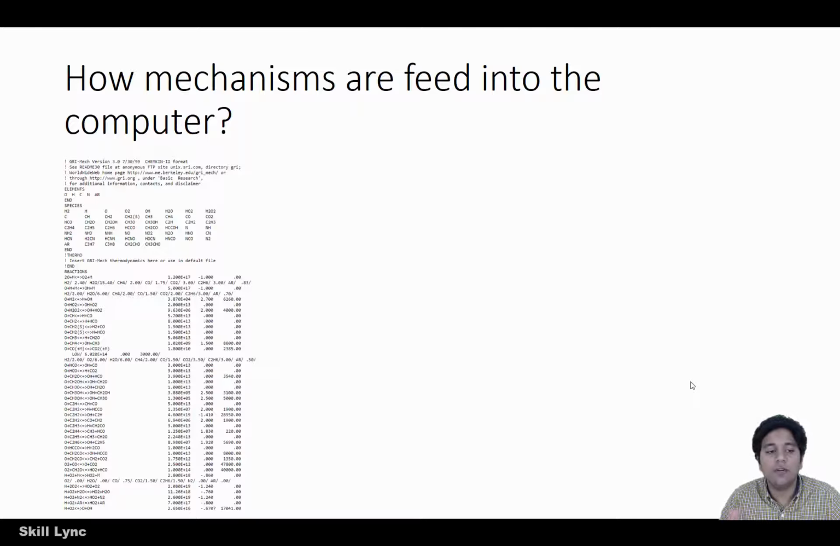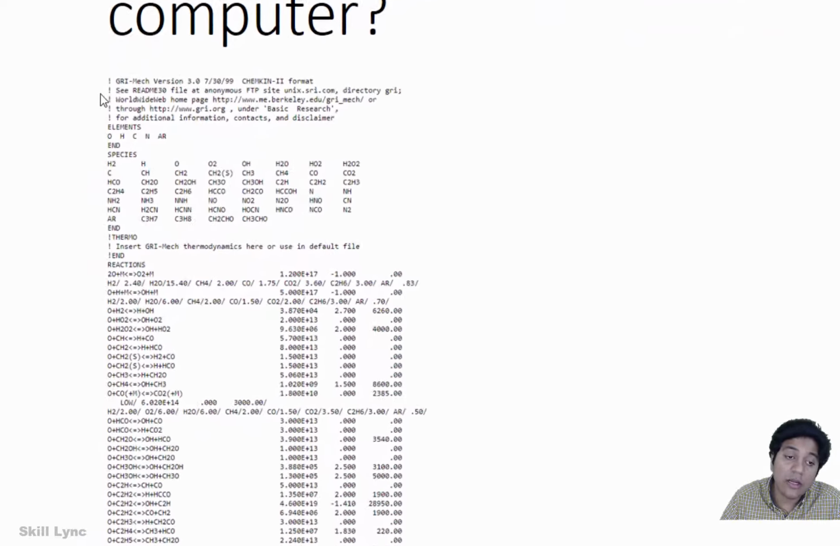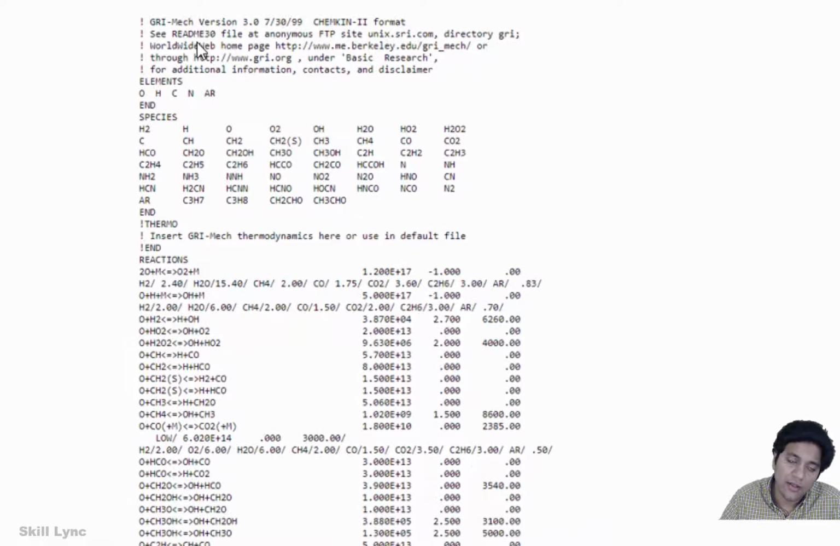All right, so moving on, the other interesting thing that we need to tackle here is how mechanisms are fed into computer programs. And to demonstrate this, I have a snapshot of what we call the GRI mechanism. So the GRI mechanism is a list of reactions that represent the combustion process of methane. Okay, so here you can see that I have a keyword called reactions, and I have a set of reactions. You can see that there's a bunch of numbers that are getting printed on the right hand side and also below the equations. For now, just ignore them.